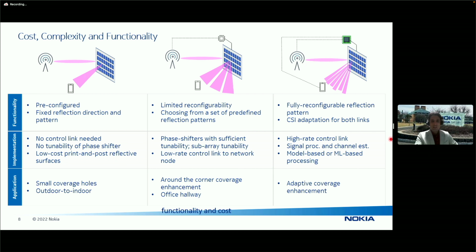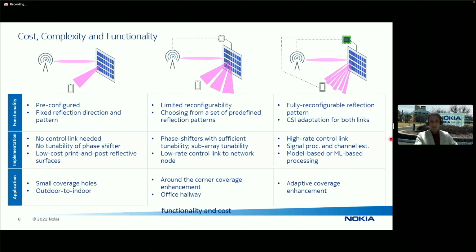The second category in the middle is what I call limited reconfigurability. This one does not need to be highly intelligent, but it needs some level of processing because there's a control link between the RIS and the network, and the RIS needs to understand what those control messages mean and how to interpret them into a configuration for a reflection pattern. This category is similar to the grid of beams example that I shared a few slides back. So it can potentially be used in that around-the-corner street cross-section example that I shared before. So you can enhance coverage with a large enough surface of this type.